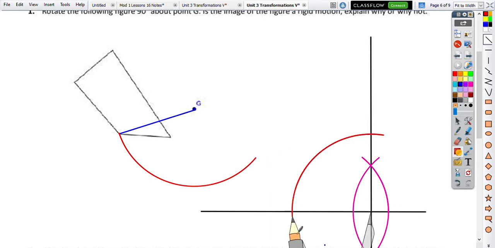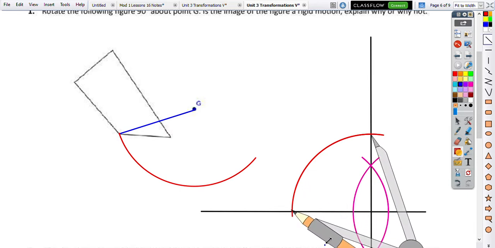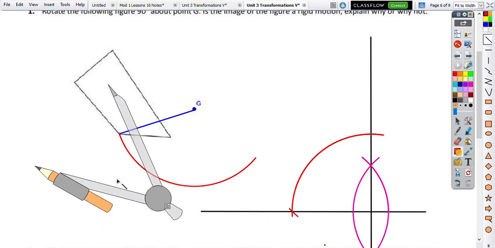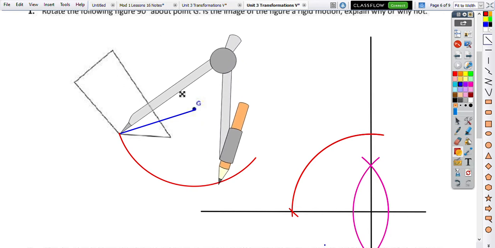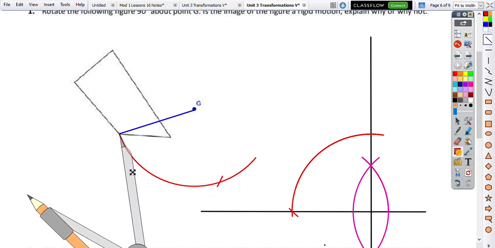All right, and then we have to measure the width. So you have to know how far it is between these two intersection points. So compass point on the intersection of the circle we just drew and the angle, and then the pencil goes on the other intersection. So that's how wide the angle is. All right, and then we're going to go to the intersection of the ray and the circle G, so the point we want to rotate, and then we mark off that distance there. And that's where that point rotates to. And then we just repeat it for the other points.